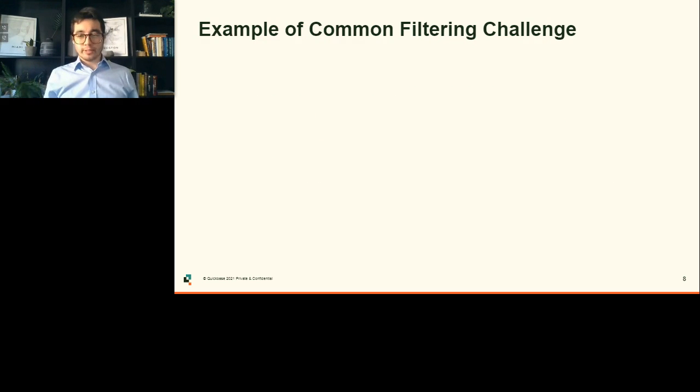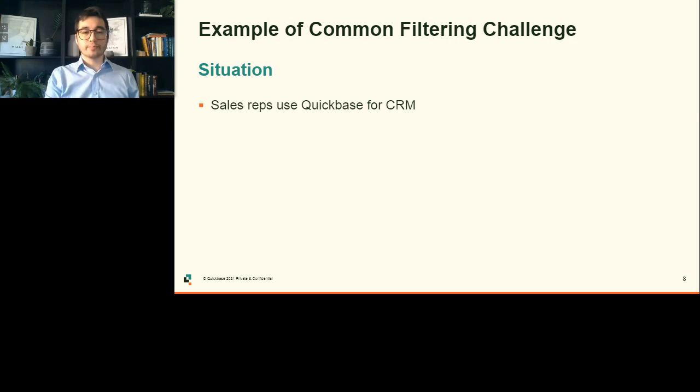So a quick example of a really common filtering challenge. I went through it at a high level with the slides, but let's get a little bit more specific and get a real scenario with real numbers, right? So here's our situation. We're talking about a CRM, right? So sales reps are using QuickBase for a CRM. Sales reps are spread across 5 locations, right? So we have multiple locations, multiple branches, whatever we want to call it. It could even be departments, right? Segments, right? Whatever. We're spread across like 5 subsections, right?